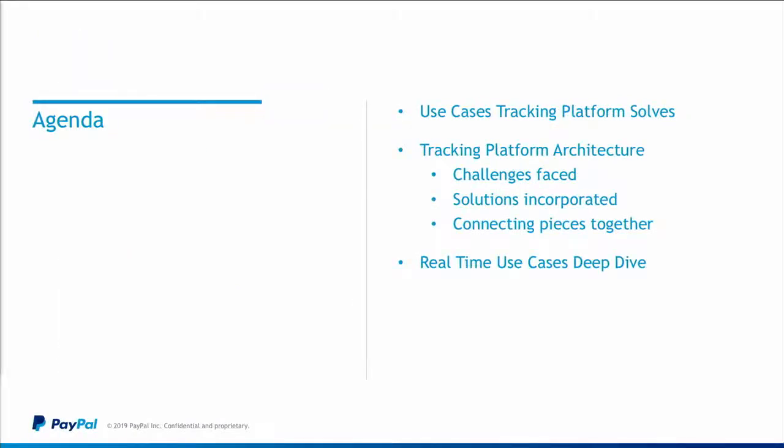So the agenda today is, first, we are going to cover on a higher level which use cases the tracking platform team is covering in PayPal. Then we will go over the tracking platform architecture, like what our technology choices are which are making things happen in PayPal, and what challenges we faced during building our pipeline, and what solutions we came up with to solve those problems. Then we'll show you the overall architecture diagram, like which different open source components we are using to make this happen. And towards the end, we will do one deep dive on a real-time use case class, which we will cover.